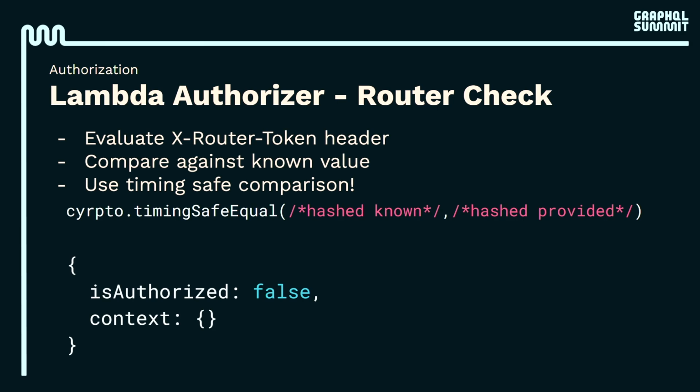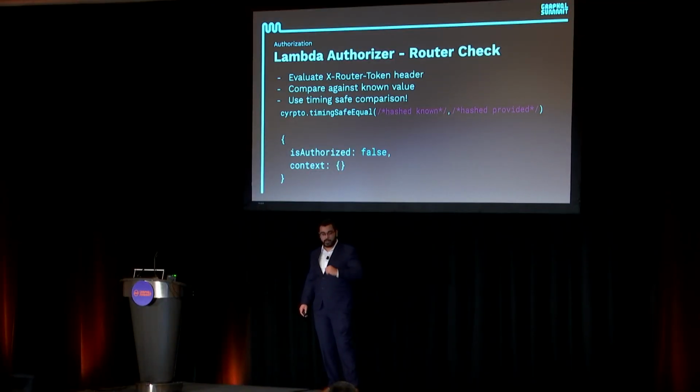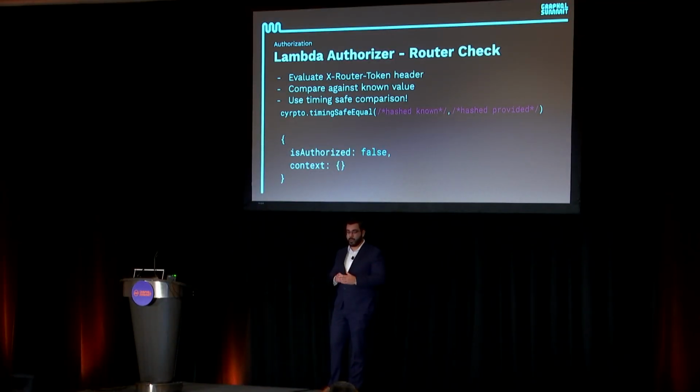So if the router check comes back with a token that isn't valid, we want to return isAuthorized false. And what that tells our API gateway is that this request should not be allowed to go through. The gate is closed, nothing is allowed to pass. And we don't care about context here because it's not authorized at all.